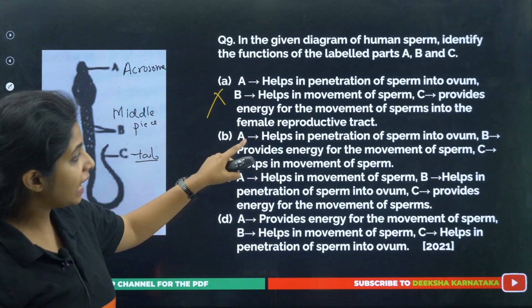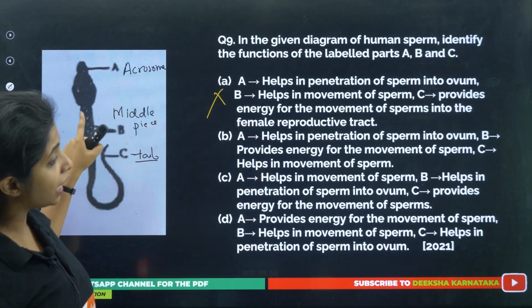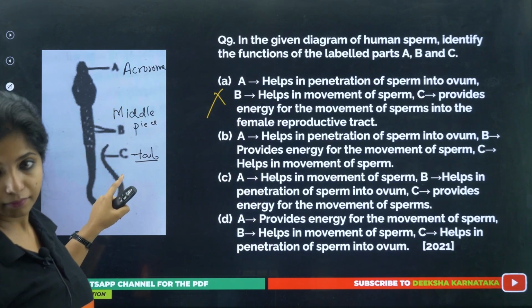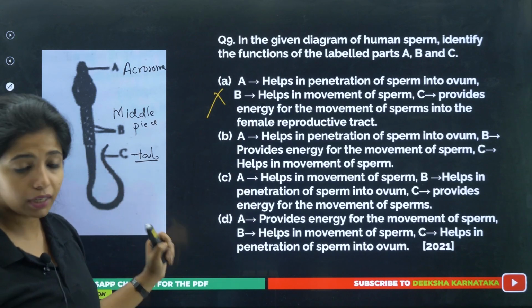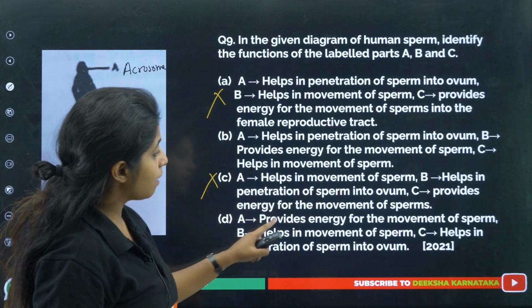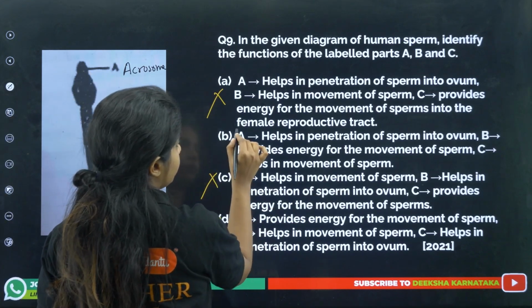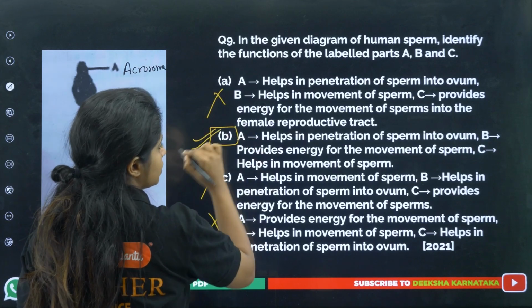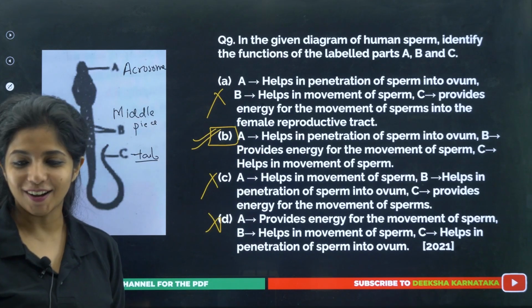Next option. A helps in penetration of the sperm. Okay. B helps in providing energy for the movement of the sperm. Okay, it's correct. And C helps in the movement of the sperm. That is also correct. But let's see the other options. A helps in movement of the sperm. Wrong. A helps in providing energy for the movement of the sperm. Again, wrong. So what are you left with? You are left with this particular option, my dear. This becomes the correct option. This came in 2021.